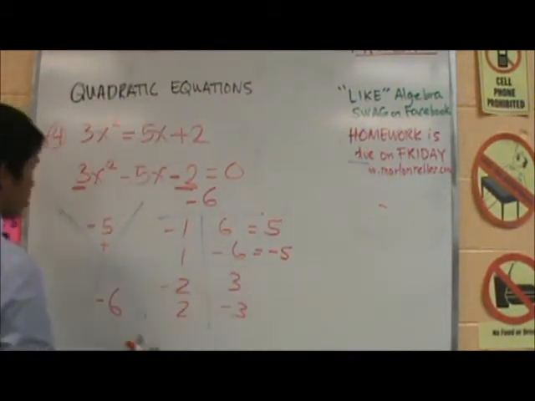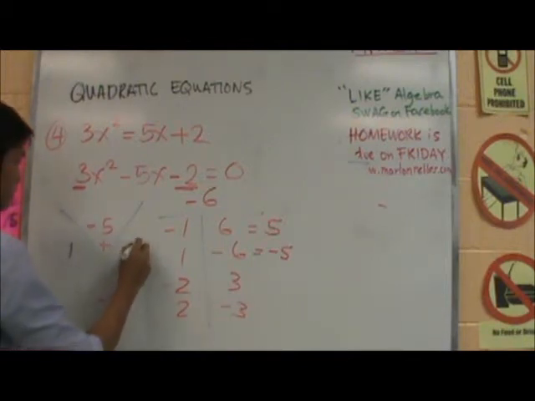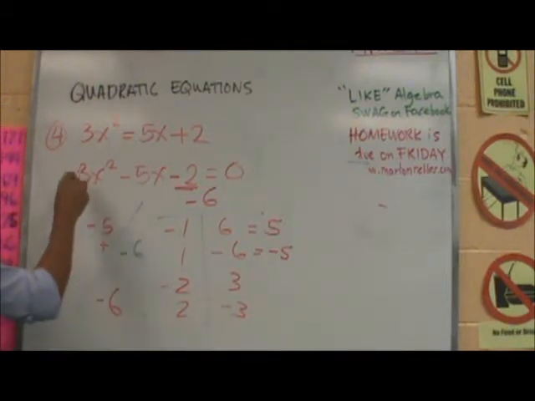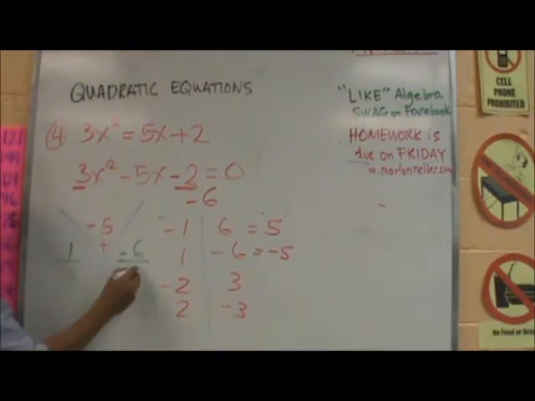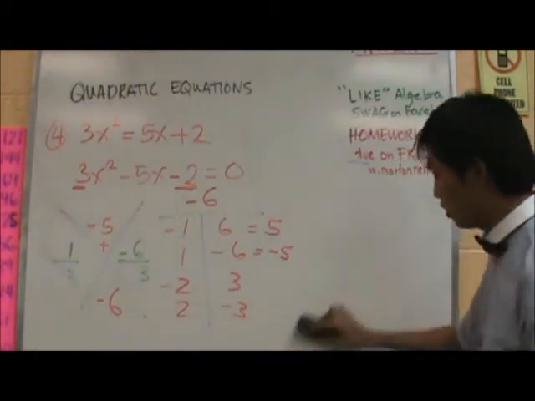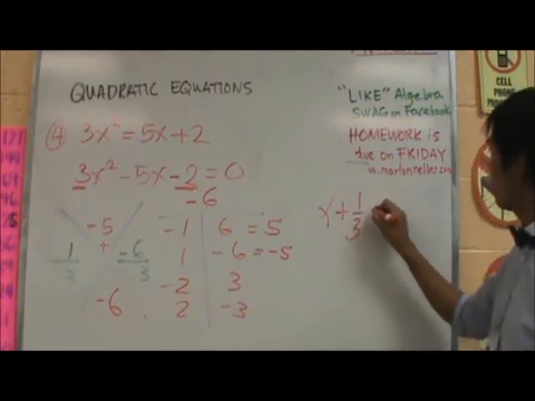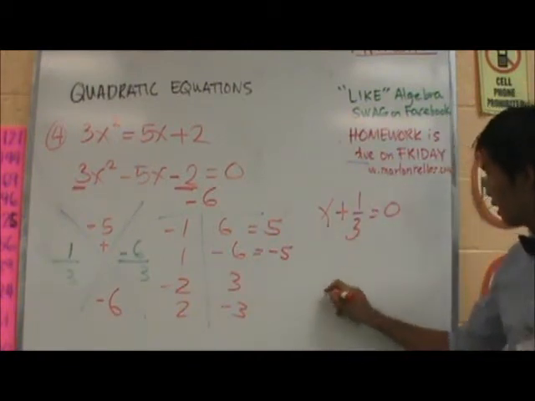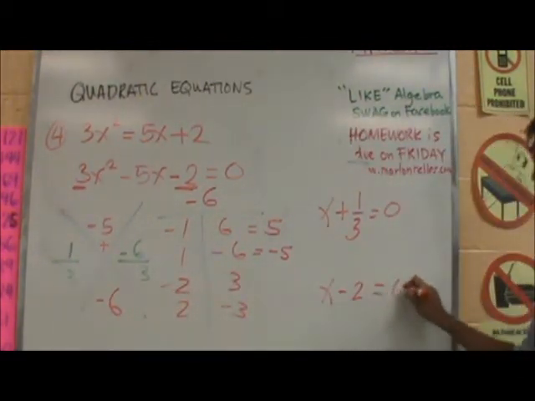That means we are going to be using 1 and negative 6. But because we multiplied the negative 2 by 3, we have to divide both answers by 3 as well. Okay? So that means to write your equations, you're going to have x plus 1/3 equals 0. And then x minus 6 over 3, which is negative 2, equals 0.